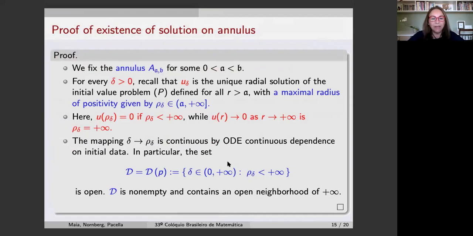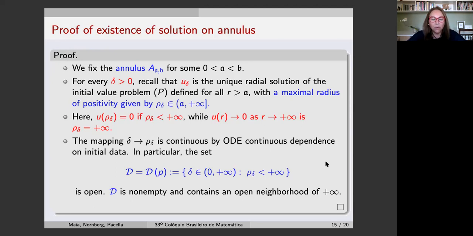Then we can construct a mapping delta, shooting parameter delta, to rho delta, which is the radius of maximum positivity. It is continuous by the ODE theory, continuous dependence on initial data. And then we can define a set of deltas like this. Depending on p, the power of the nonlinearity of the Pucci's operator, D of p is defined by all deltas such that rho delta is finite, is a number.